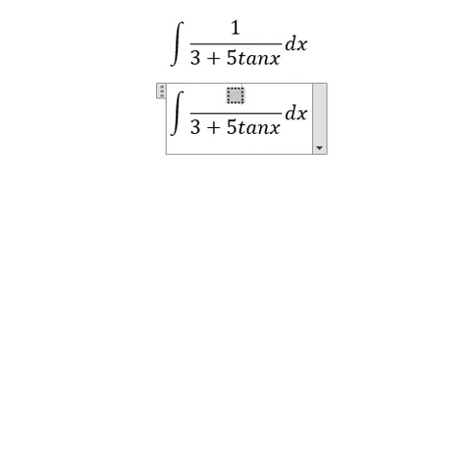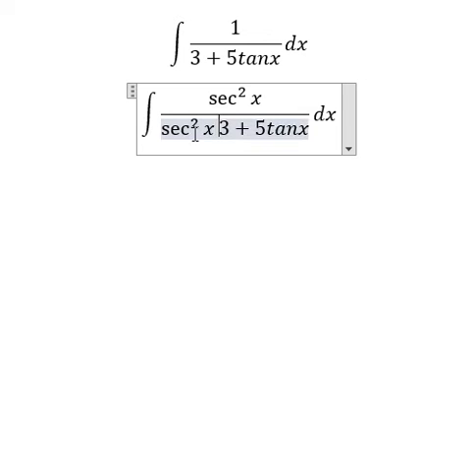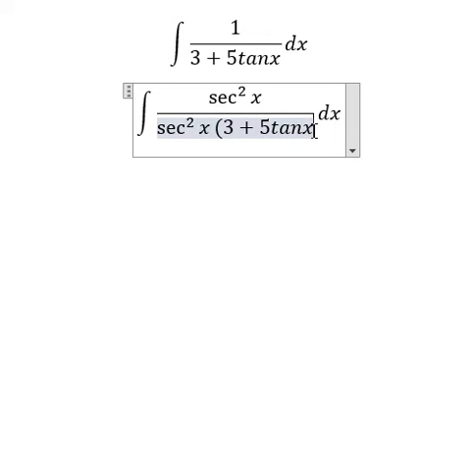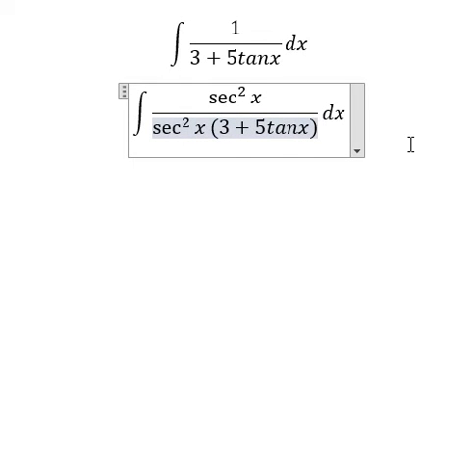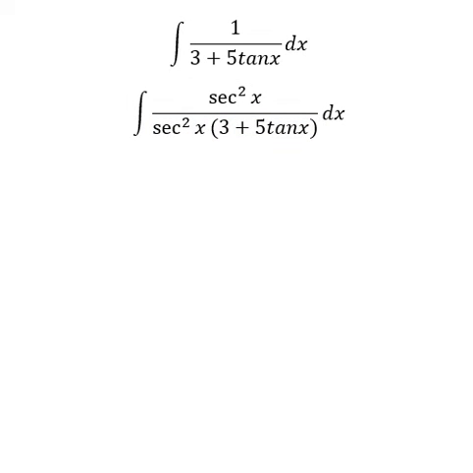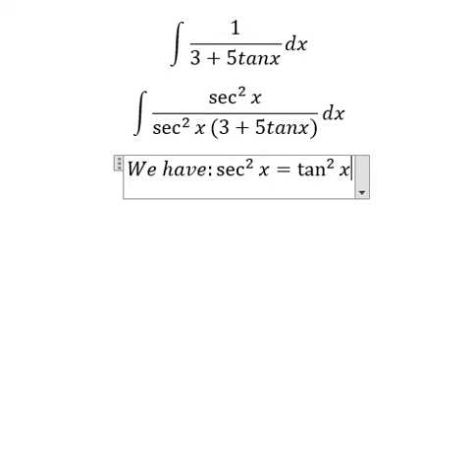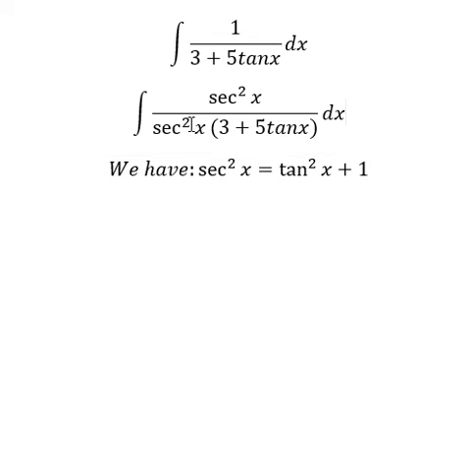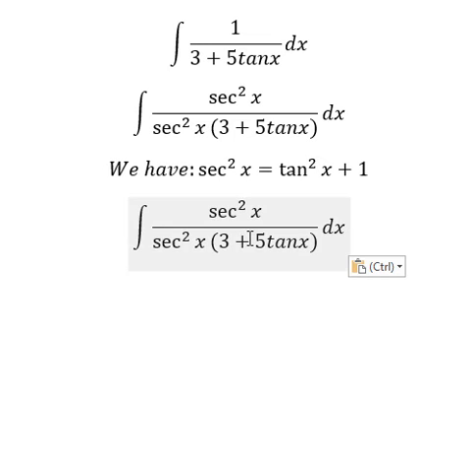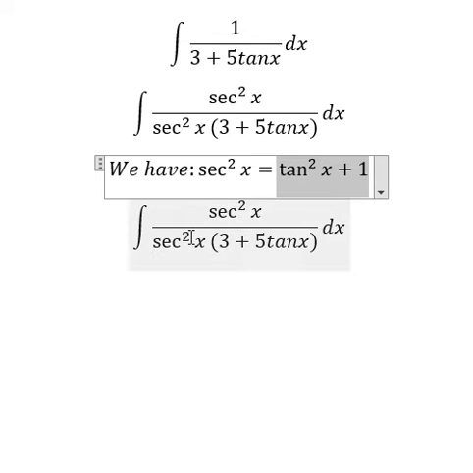We need to multiply by secant squared on the numerator and denominator. Next, we have the formula in here. So we need to transform secant squared into this one.